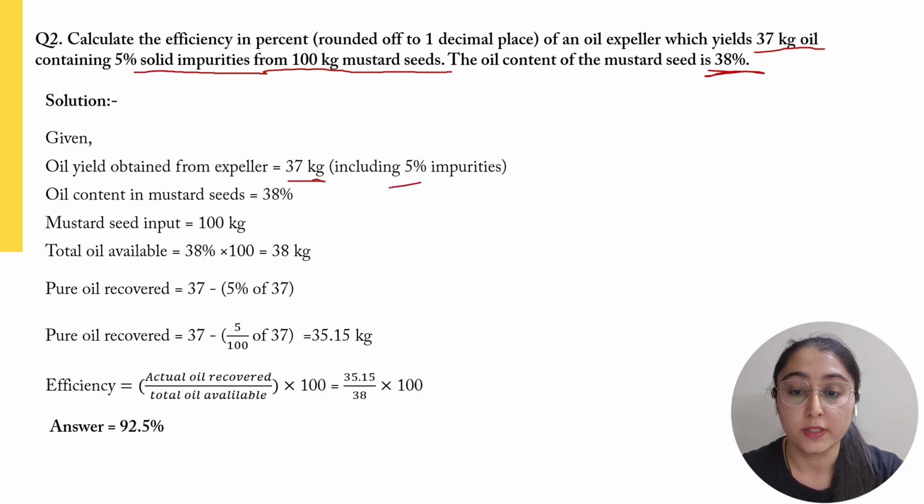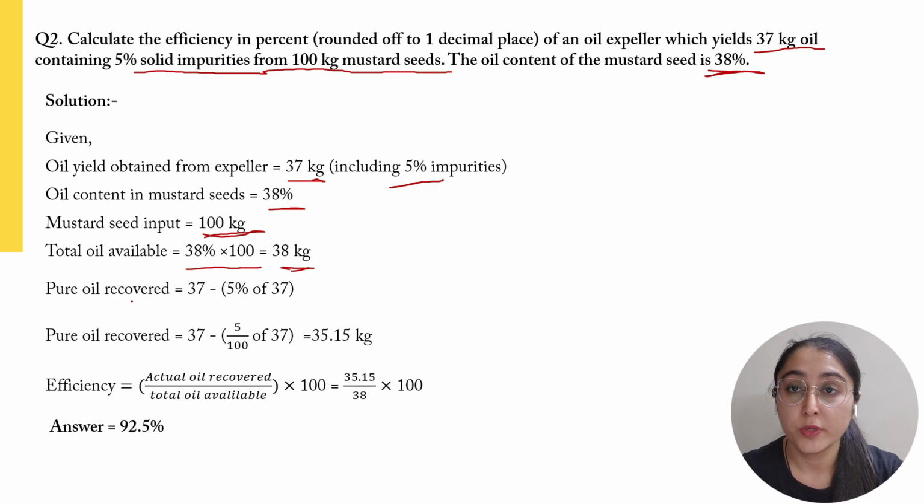but this oil also contains 5% impurities. And then the total oil content in the mustard seeds is 38%. The total mustard seeds which are being input in the question is 100 kg. So the total oil content will be 38% of 100, which becomes 38 kg.